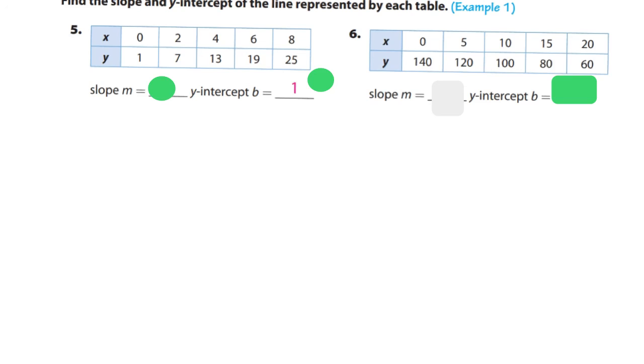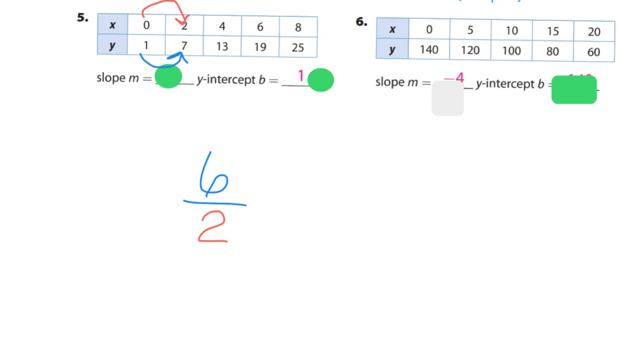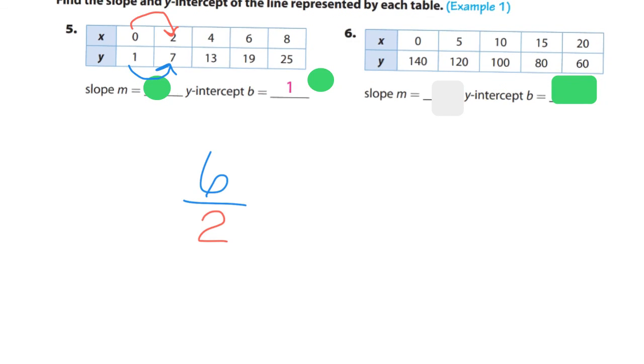Now for your slope. What's the change in the y? To go from 1 to 7, you're going up by 6. What's your change in the x? From 0 to 2, you're going up by 2. So 6 divided by 2 is 3. And so that would be your slope.